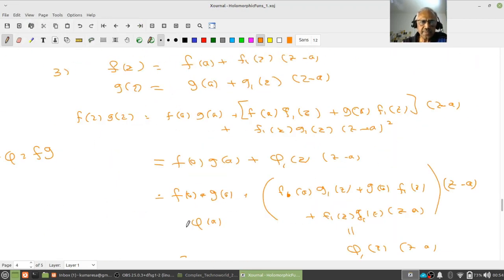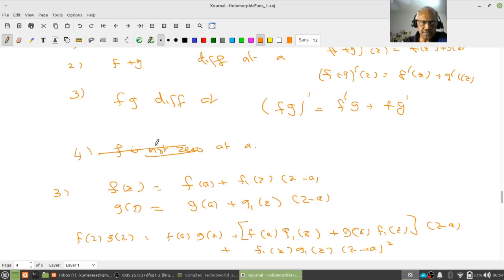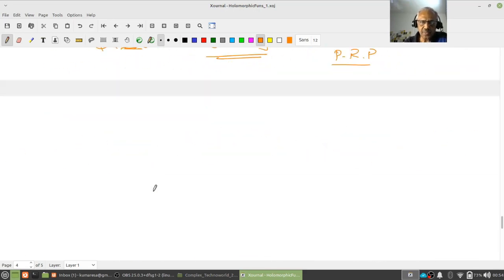So in a similar way, in fact the other things are much simpler, you can prove them. But before going any further, I want to show this: if f is differentiable at a, then f is continuous at a. Okay, that is very clear.